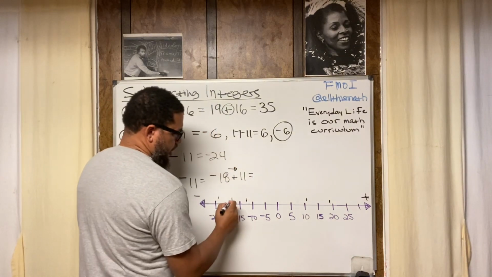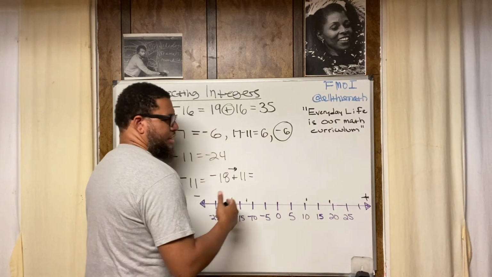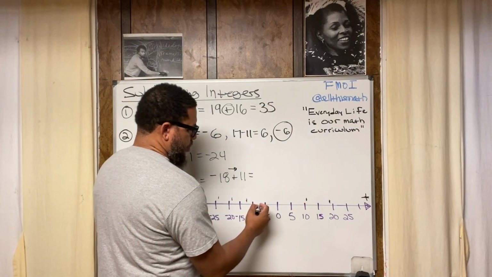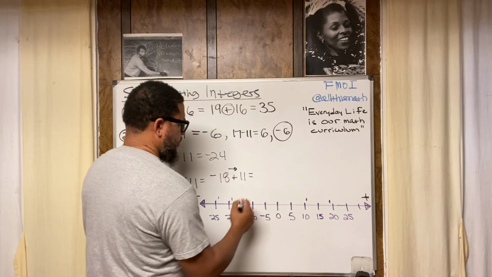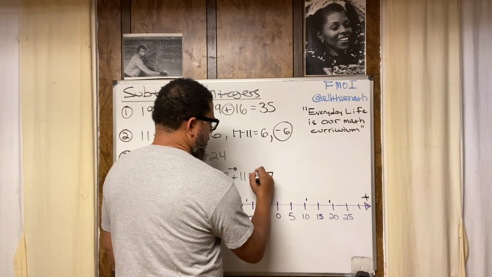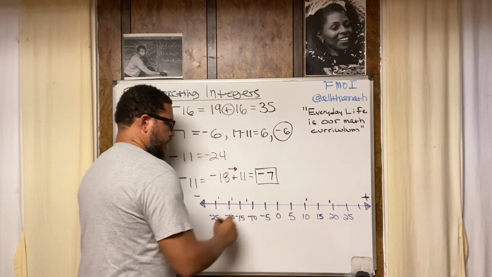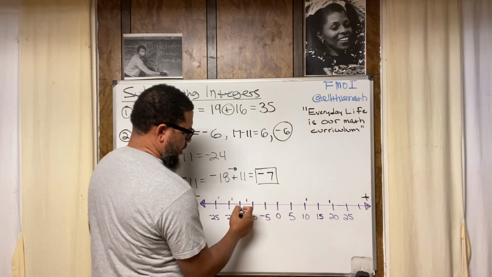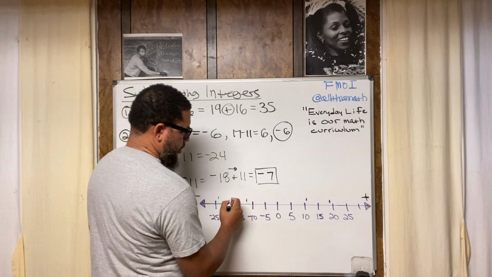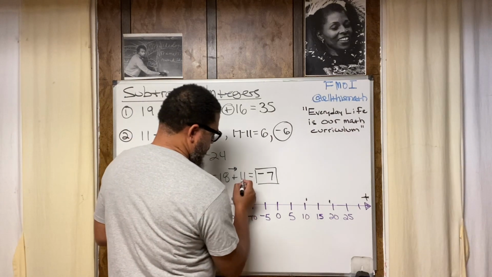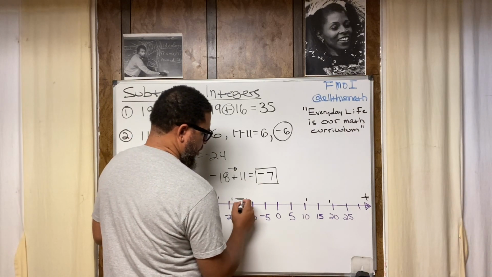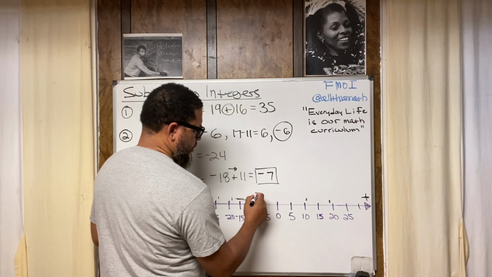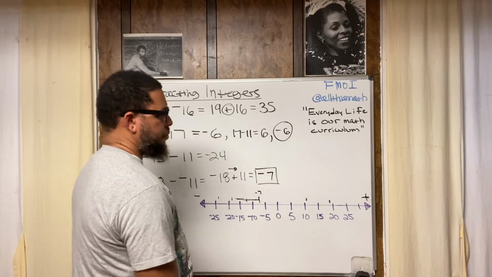So from -18, we're going 11 spaces. If I went 10 spaces, that'd put me at -8. But I'm going one more space, so that's going to be -7. Final answer. All right, so we see how we can illustrate this using a number line. We went from -18, which is right there, 11 spaces to the right. It was like -8, so we went to right there somewhere, and ended up at -7.